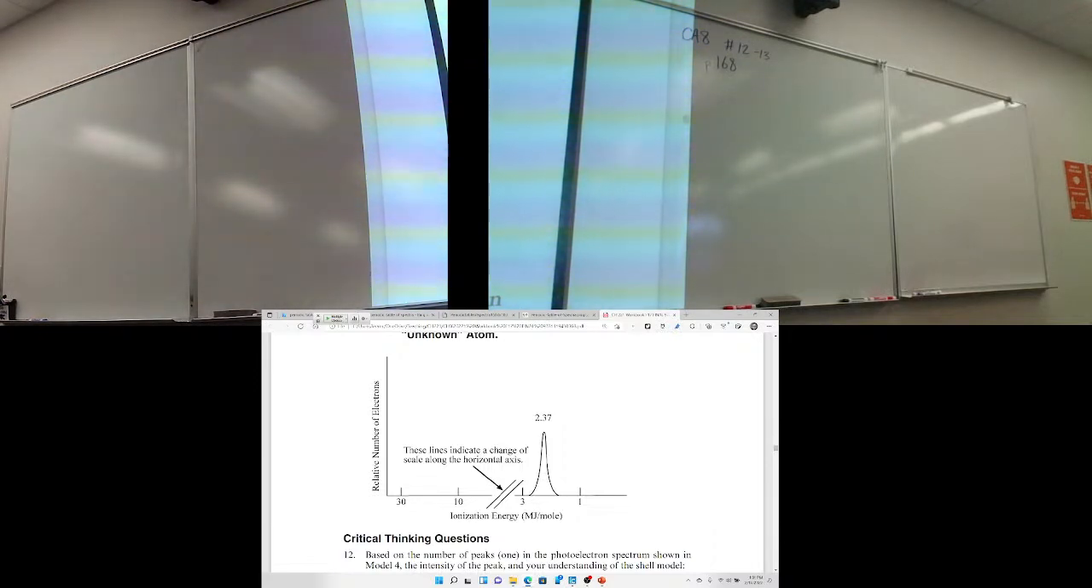Well, so in the last one, we figured out that if we had more than one peak, the multiple peaks could tell us the ratio. But if you only have one peak, there's no way to figure out a ratio. So that peak could be 1 electron, 2, 3, 4, 5. It's impossible to know, because we don't know how many electrons.